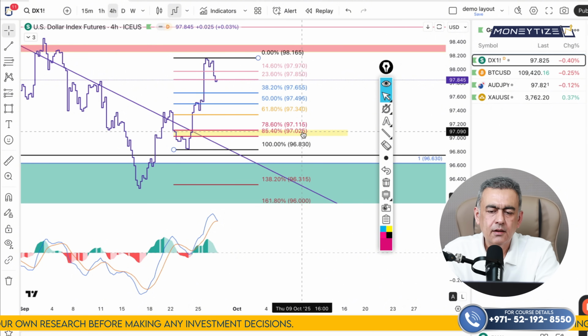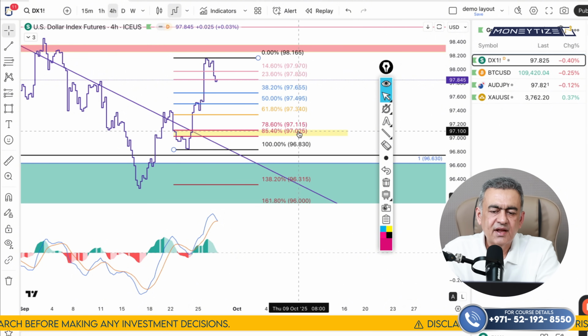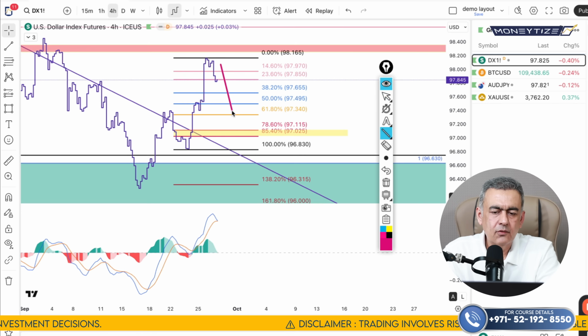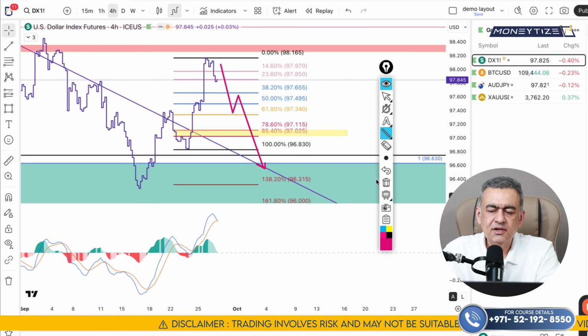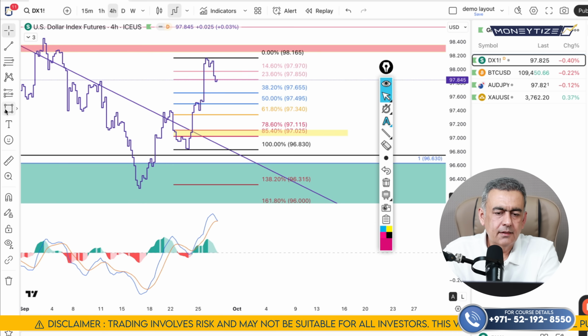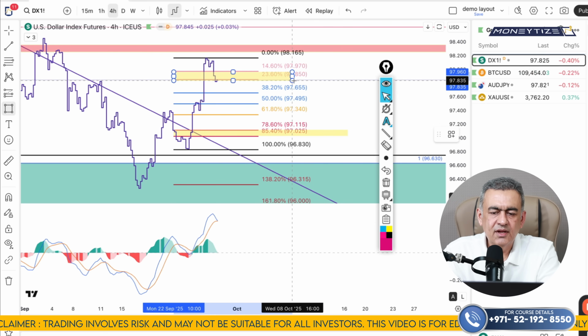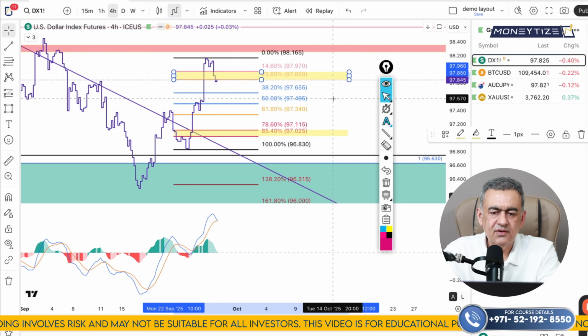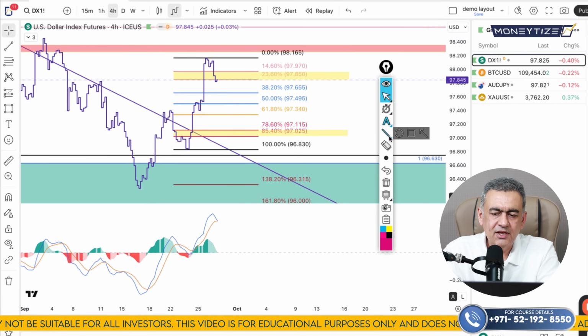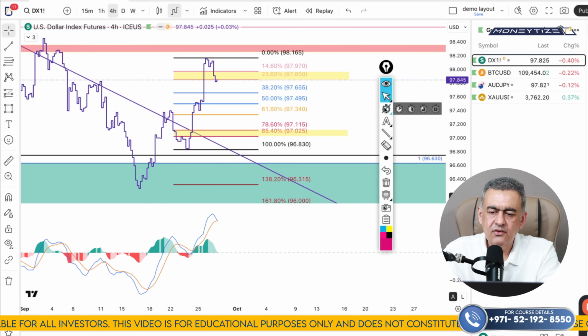fib retracement area. So in terms of levels, it is 97.02 to 97.11. So unless dollar index breaks below 97, there is no damage to the short-lived bullish corrective pattern. And strong resistance is between 14.6 to 23.6. So this is the local resistance and the local support, the nearest resistance and the nearest support.